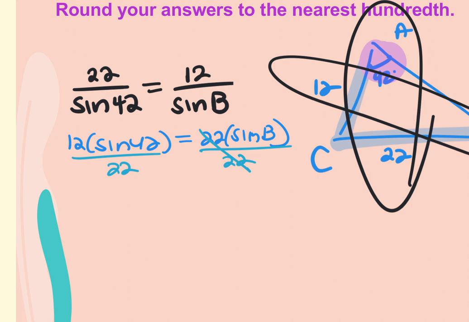This is the first time we're looking for an angle, so notice that what's left is not just B, it is the sine of B. So I'm going to write that 12 sine 42 divided by 22, and I get 0.3649, and so on and so forth. I don't want to round that. I'm going to keep it in my calculator so I can pull back that answer. But that is not the actual angle, right? If I'm saying that is the sine of B, how do I actually find B?